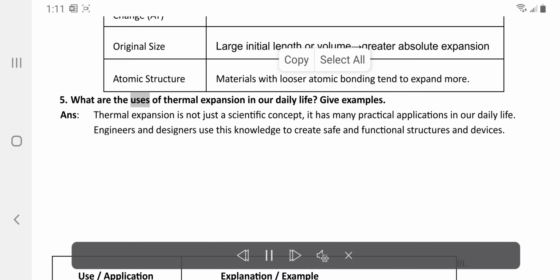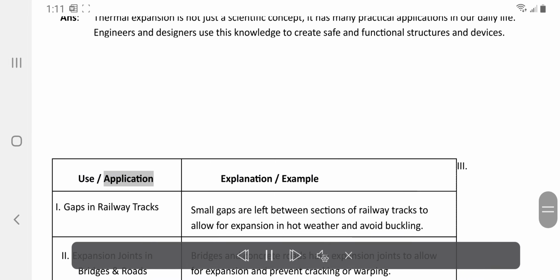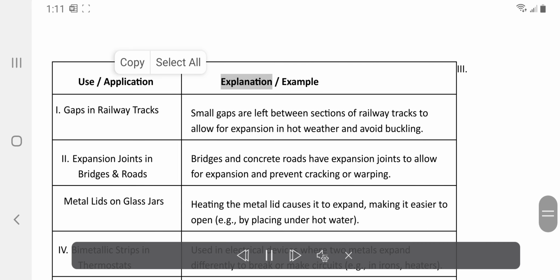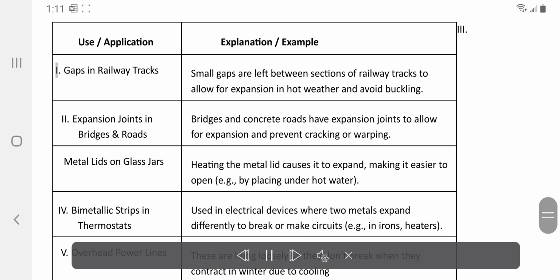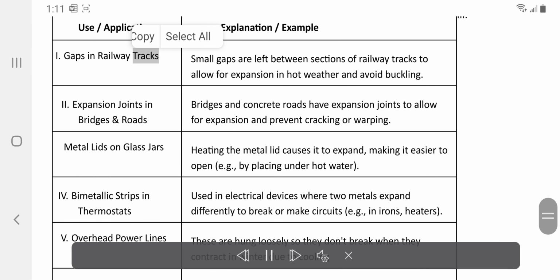What are the uses of thermal expansion in our daily life? Give examples. Answer: thermal expansion is not just a scientific concept, it has many practical applications in our daily life. Engineers and designers use this knowledge to create safe and functional structures and devices. Use or application, with explanation or example.